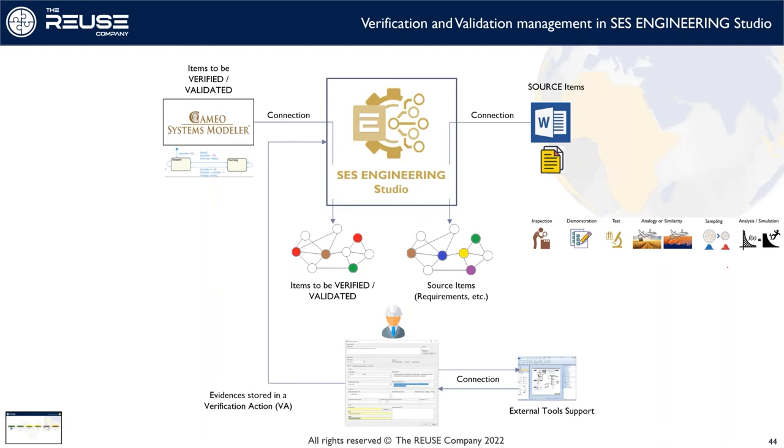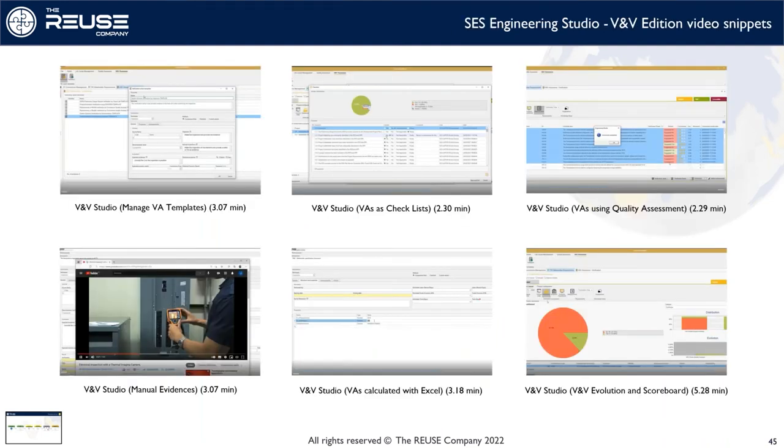Verification and validation is the same. All our products, VMB Studio, manage all the evidences that exist. And in here, of course, it's clear. You have connections to the items to be verified, connections to the source items. And what we do is we just store the evidences, videos or digital signs or quality values that define the evidences for you to certify your products. Okay, it's a very good help. Here you have some video snippets on that.